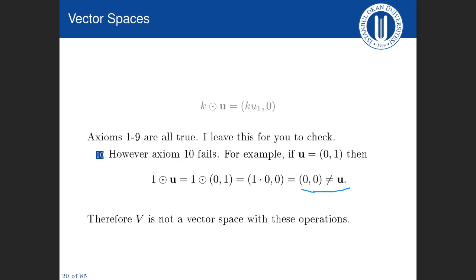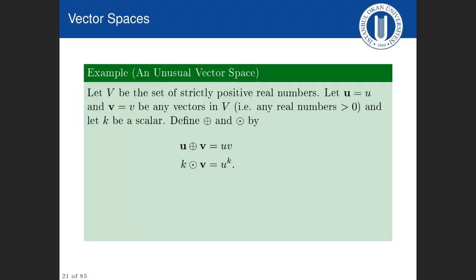Next example. Let V be the set of strictly positive real numbers. So in other words, V is the open interval from 0 to infinity. Let U and V be any vectors in V. So in other words, we're going to take any real numbers which are strictly greater than 0, and then we're going to let K be a scalar. We're going to define vector addition and scalar multiplication using these rules.